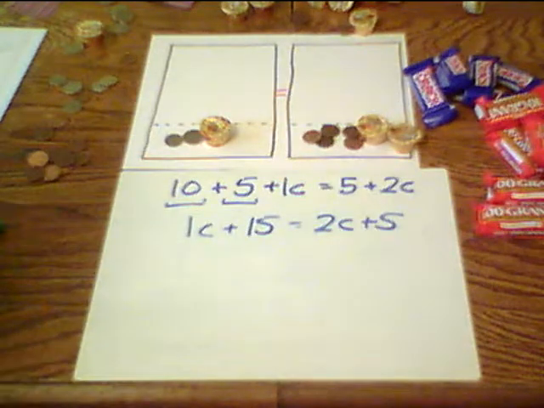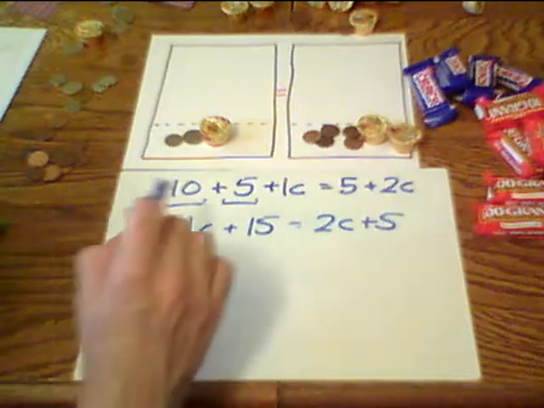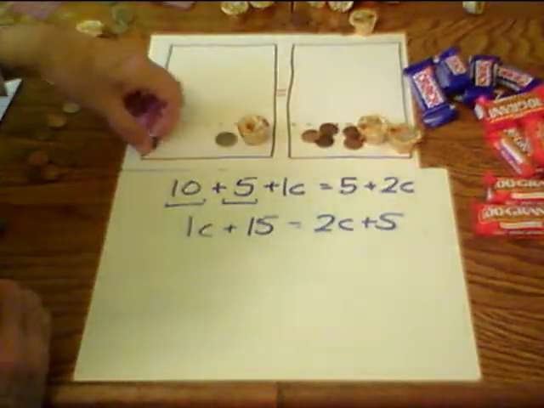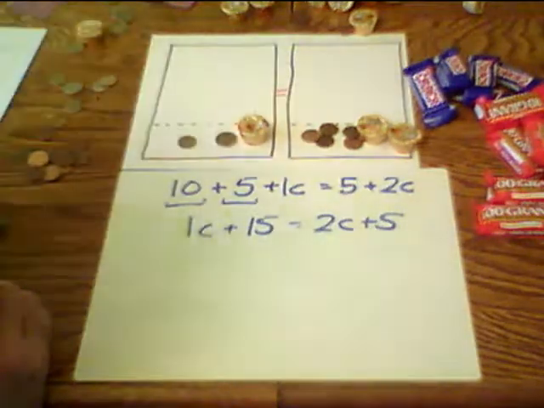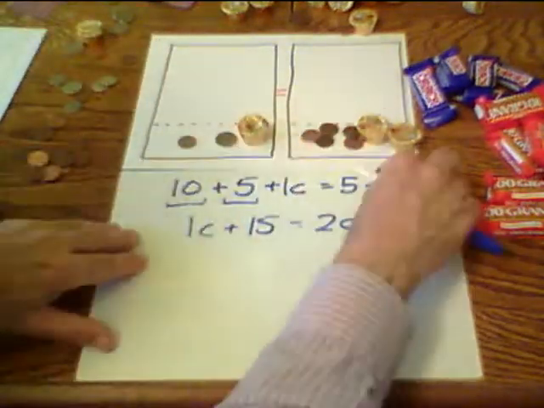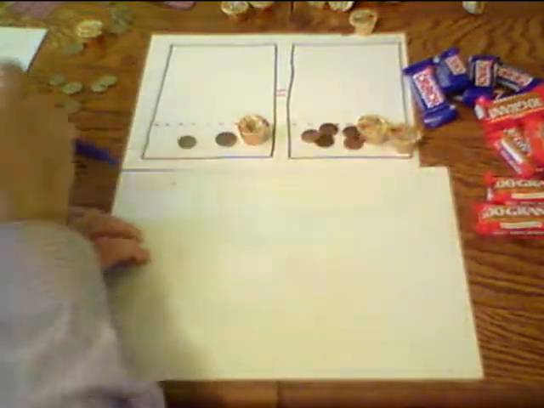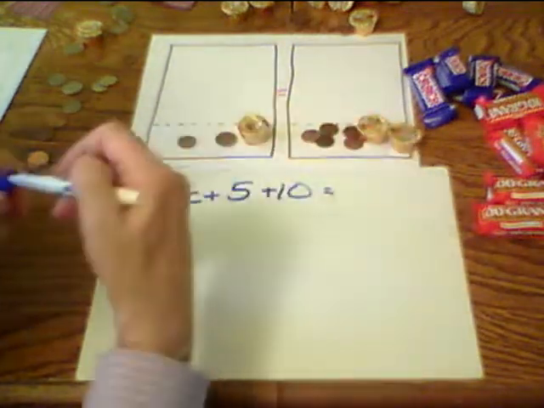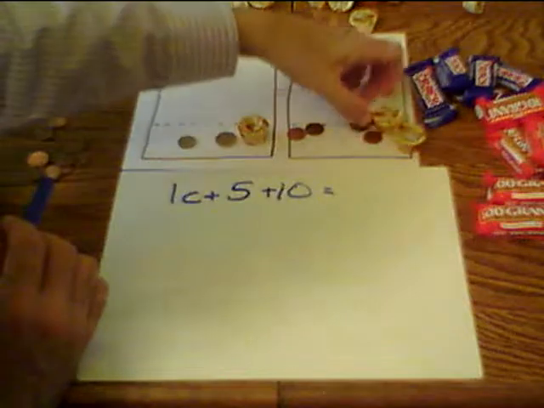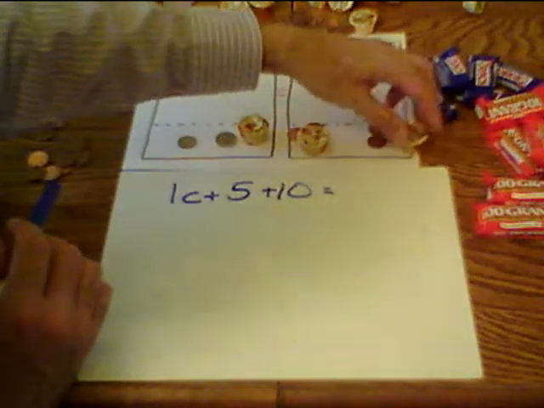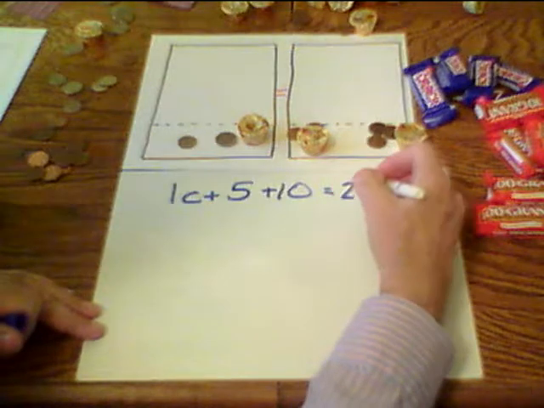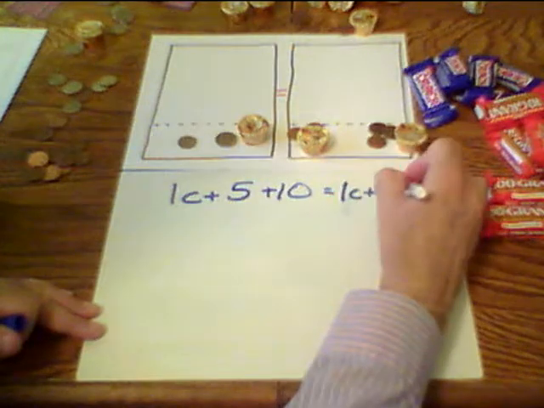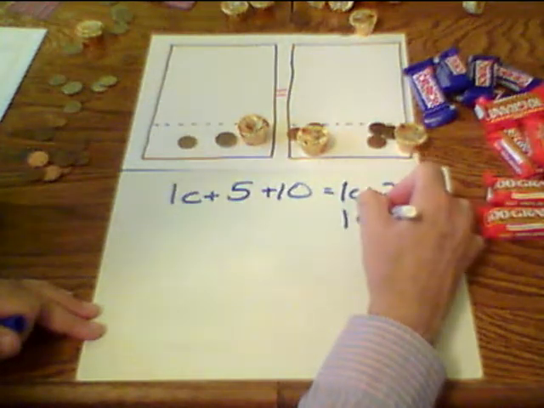But the important point here is that you can start talking about like terms. So I could start saying, okay, we have one candy bar and a nickel over in this box, and then we add a dime to it. And in the right box, we have 2 pennies and a candy bar and 3 pennies and a candy bar. So we'll say 1c and 2 plus 1c and 3.